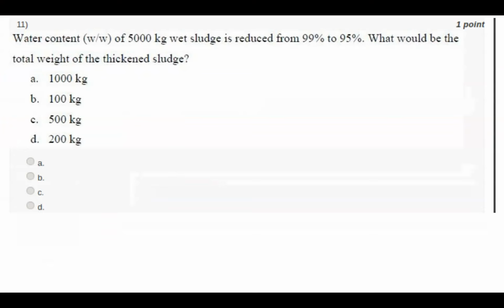So we'll start the problem. Here the water content, weight by weight, of 5000 kg wet sludge is reduced from 99 percent to 95 percent. Okay, what would be the total weight of thickened sludge? We have to find the thickened sludge weight.